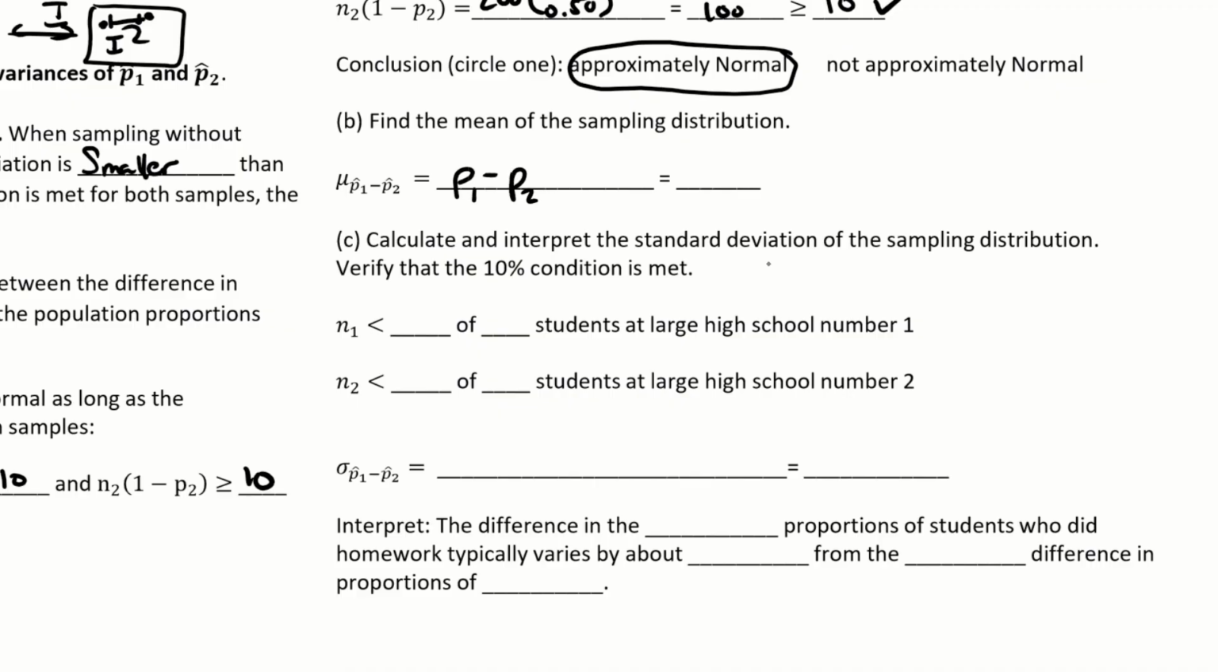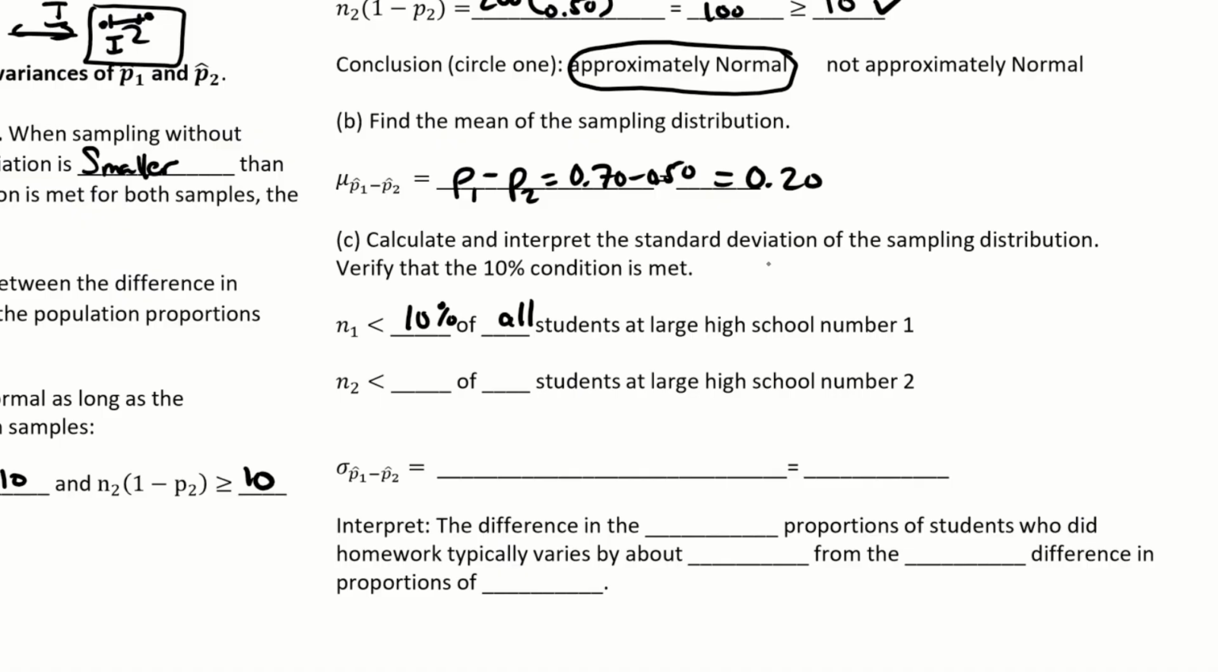So in this case, we have 0.70 minus 0.50, which is equal to 0.20. All right, and then calculate, interpret the standard deviation, and then verify the 10% condition is met. So let's do the 10% condition first. For the first sample, which is 100, we're going to assume that that's less than 10% of all students at the large high school. And let's see if that's true.